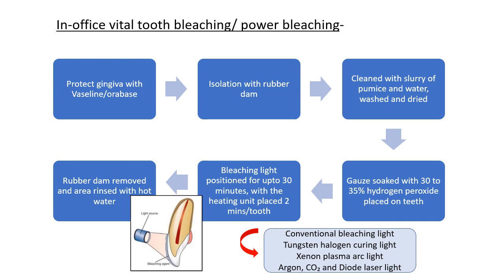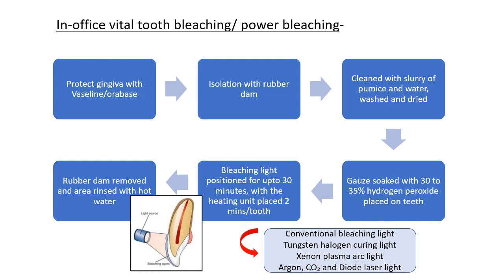In-office vital tooth bleaching or the power bleaching. How the process is done is by the following steps. We need to protect the gingiva with Vaseline or any oral base, and then you need to isolate the tooth with rubber dam. Clean with slurry of pumice and water, wash and dry. Gauze soaked with 30 to 35% hydrogen peroxide should be placed on the teeth, and the bleaching light should be positioned for up to 30 minutes with the heating unit placed 2 minutes per tooth.